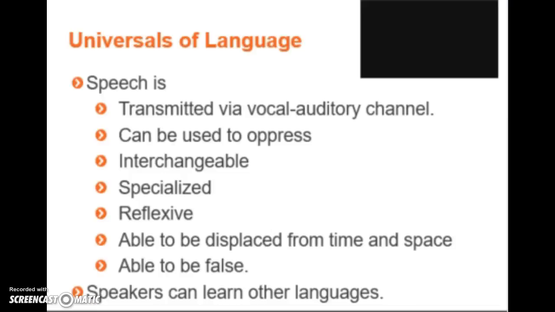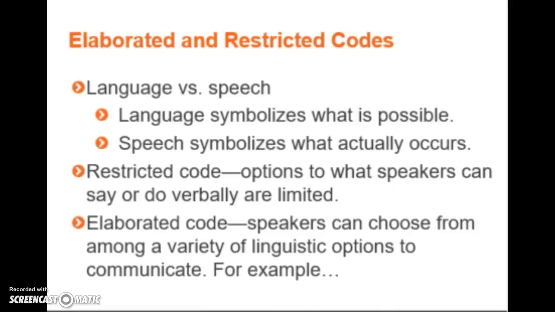So what are some of the universals of language? Well, we know that speech, ultimately, if we're talking about a spoken word, is transmitted through the auditory channel. We know that speech can be used to oppress and lift up people at the same time. We know that it can be specialized, it's reflexive, it's able to be displaced from time and space, it's able, of course, to be false, it's able to be codified in different ways.